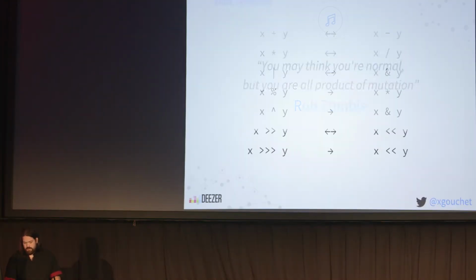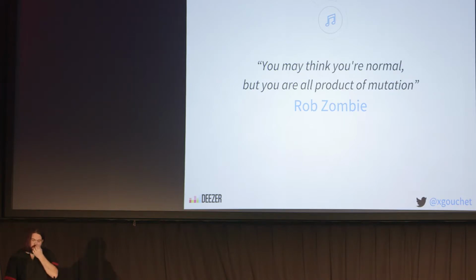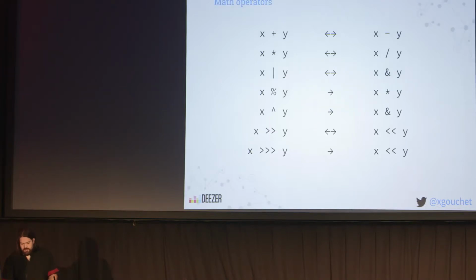So then, we're going to take a look at the different mutations that we can have. This is specific to the mutation framework that I'm using, which is called Pitest, but it's fairly similar in many languages. So basically, all the math operations are going to be switched. So plus becomes minus, and vice versa. The multiplication becomes division. The bitwise operations are shifted. Modulo becomes multiply. Power becomes AND, and the shifts are reversed.